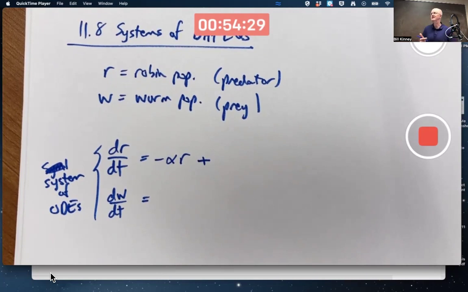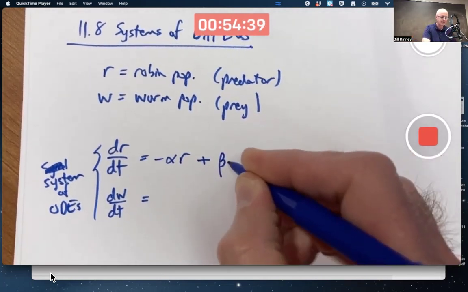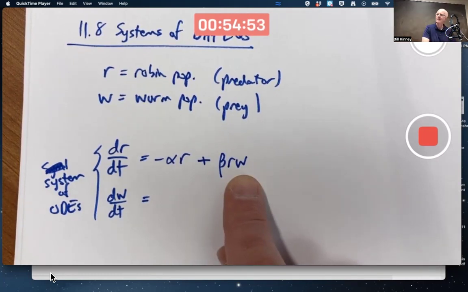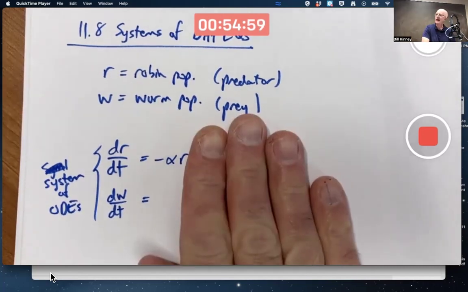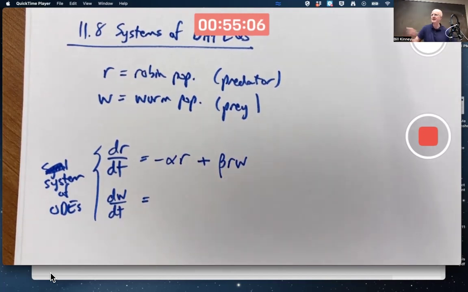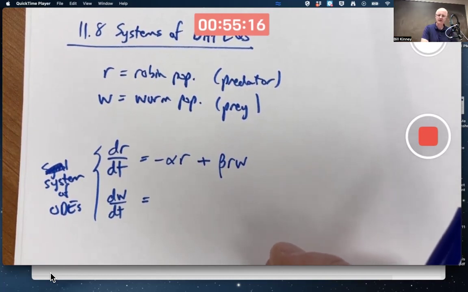But I am going to add something to this that positively affects dR/dt when robin and worm population is high. A positive constant, call it beta, times R times W. And if both R and W are large, then R times W is really large. If W is 0, then there's no worms for the robins to eat. This term becomes 0 and they decay. Also, if R is 0, both terms are 0 and dR/dt is 0. If there's no robins to begin with, they don't just magically appear. Nobody is bringing them to the forest here. dR/dt is 0, and the robin population stays 0.